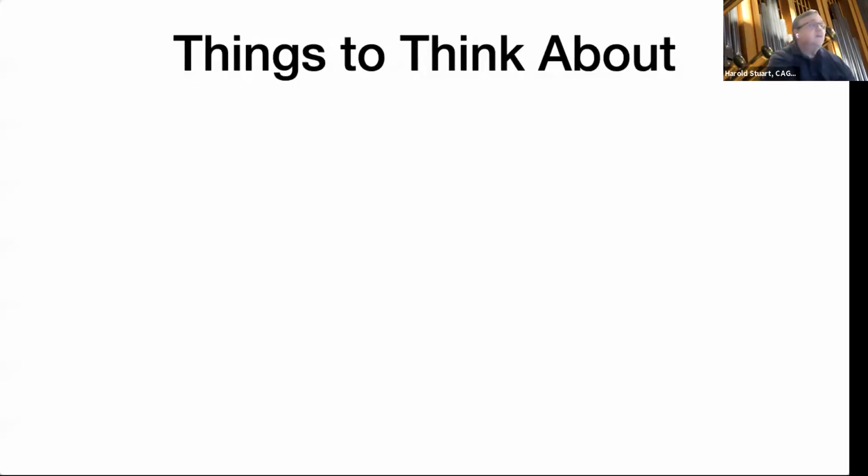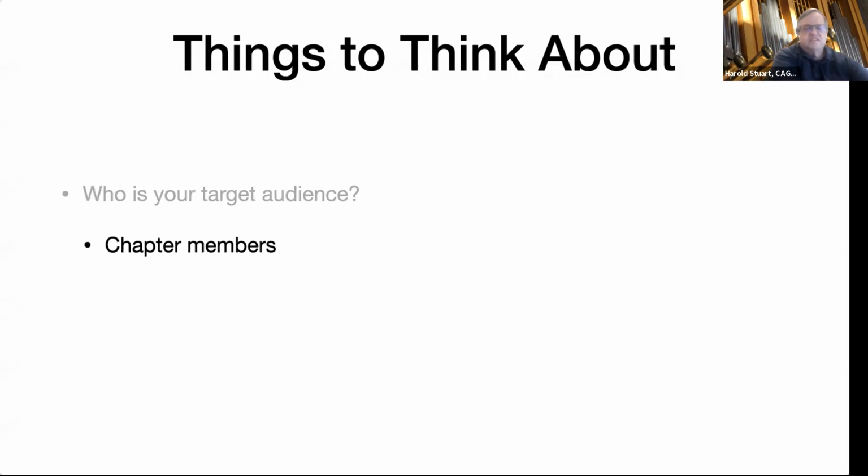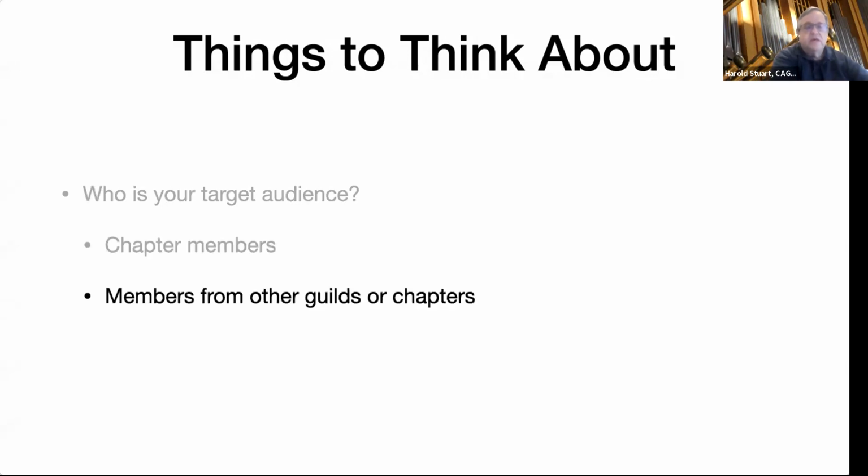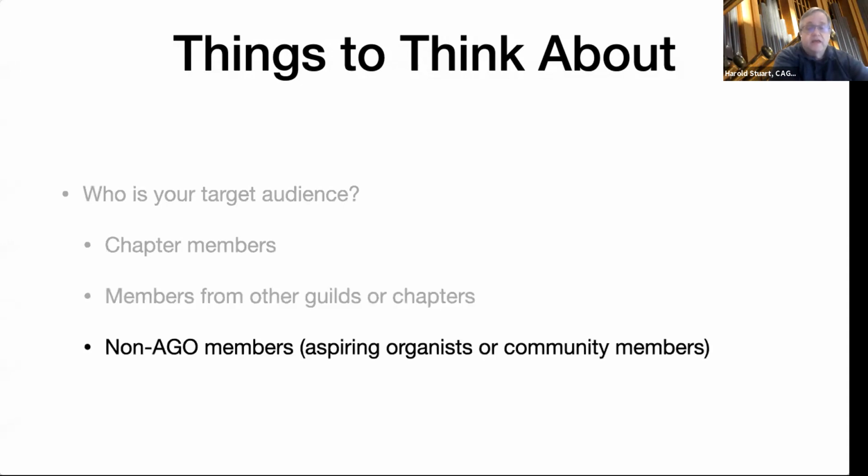So here are some things to think about when you make your content. Who is your target audience? Is it the professional organist? Is it the amateur organist? Is it a student? Is it in your community? So there's something to think about. Your target audiences are basically your chapter members, members from other guilds or chapters that want to get information from your site, and those who are not members of the AGO, aspiring organists, community members, maybe someone from a local church that wants to hire an organist, people like that.